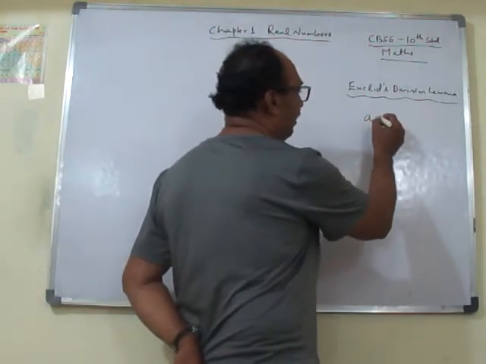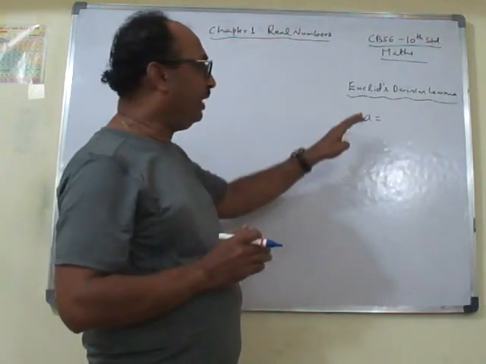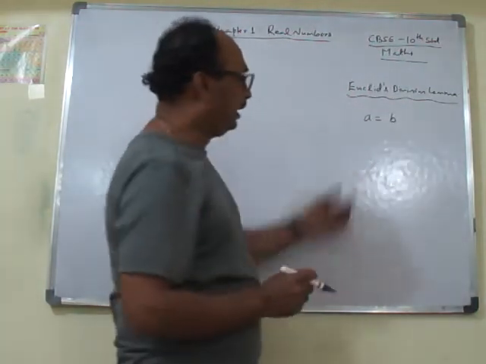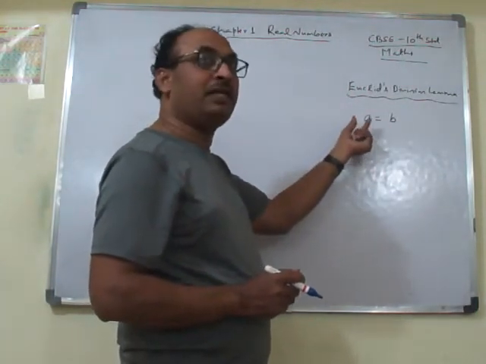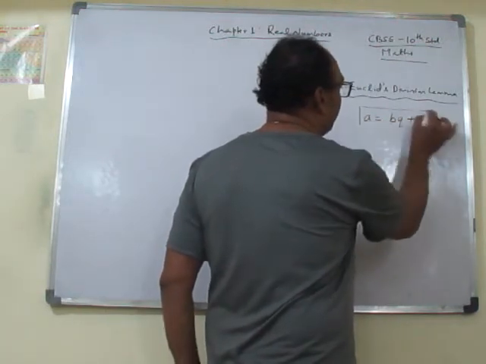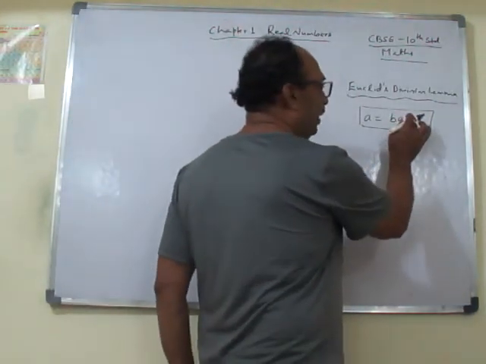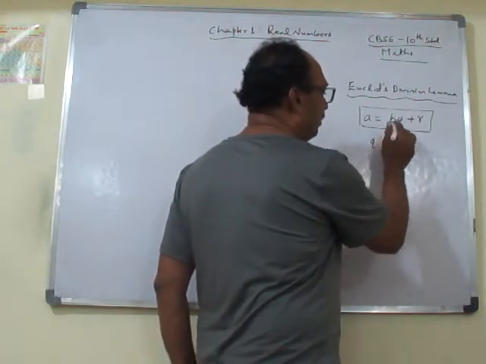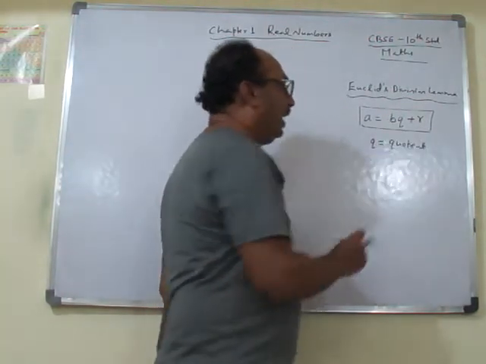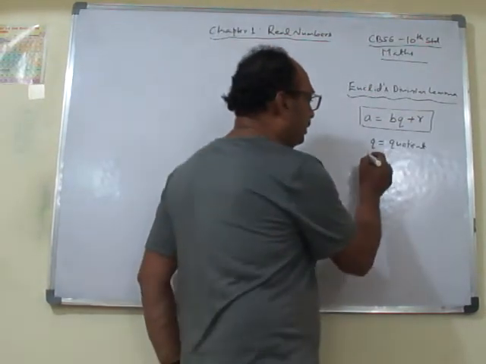any positive integer a, if it is divided by another positive integer b, then this positive integer a, which is greater than b, can be expressed as a = bq + r, where q is called the quotient, because when we divide any number by b we get a quotient and a remainder. Similarly, r is the remainder.